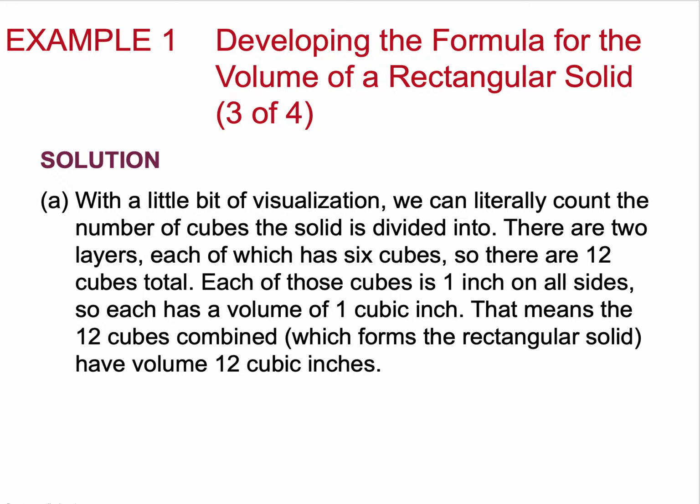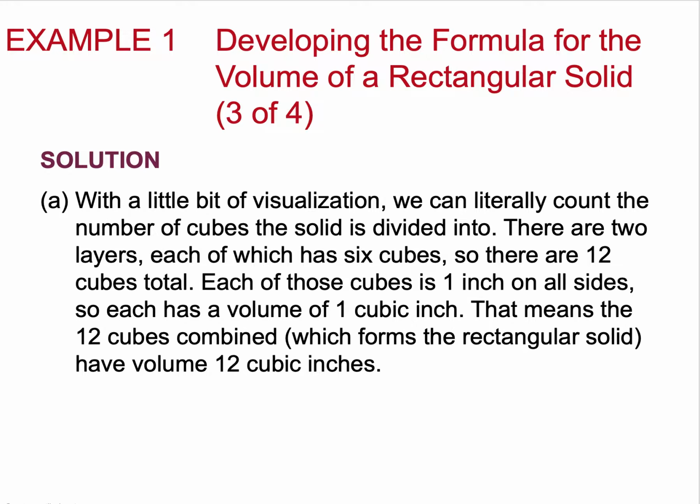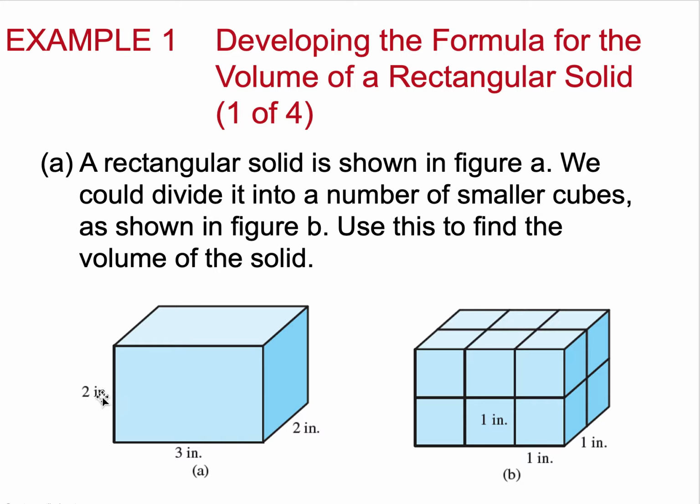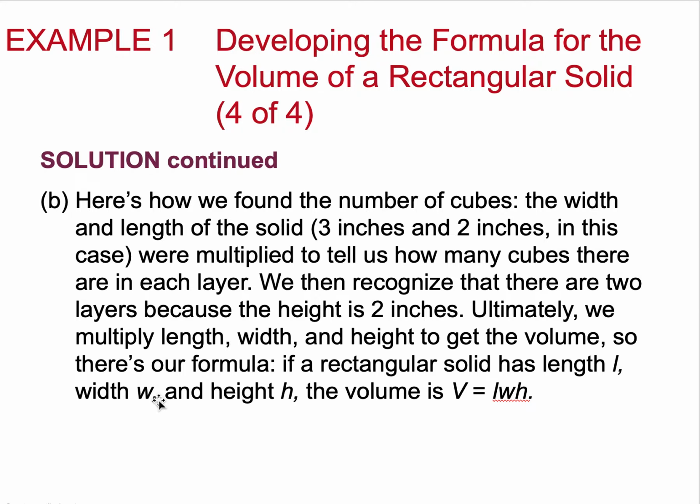If I want to actually utilize the formula here, I do length times width times height. So if I don't want to fill up a container with little squares, I'm going to have to do length times width times height, which in this case is 2 times 3 times 2. So that would be 12, and we would be able to fill it with 12 blocks.